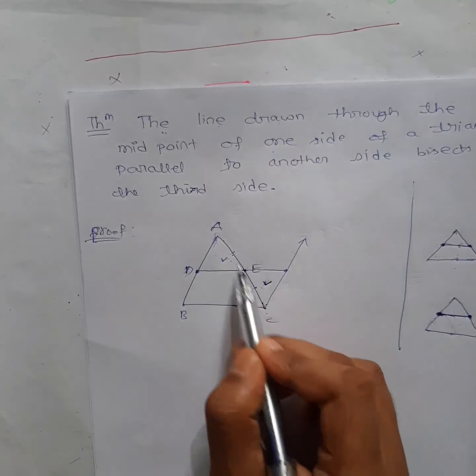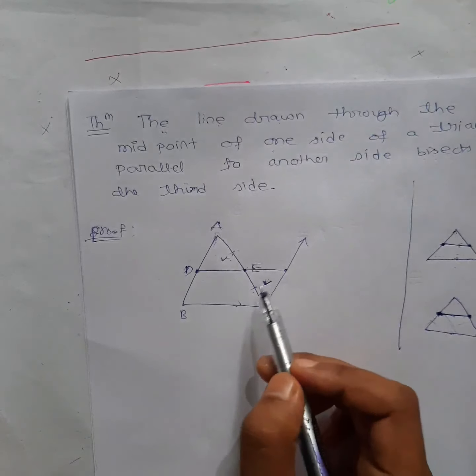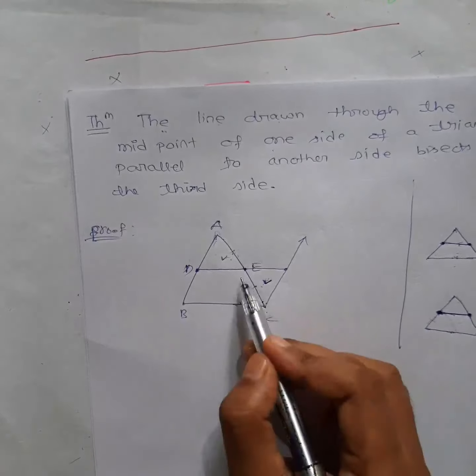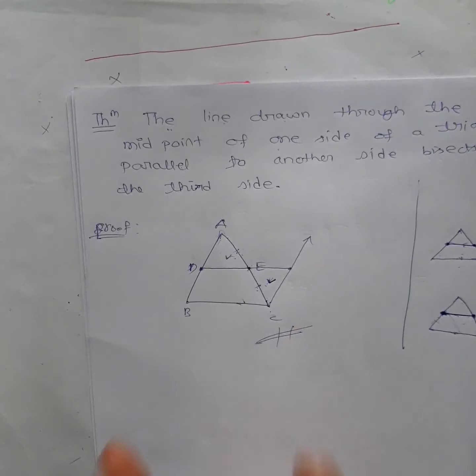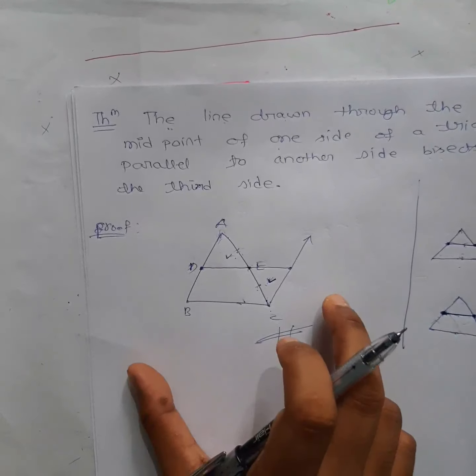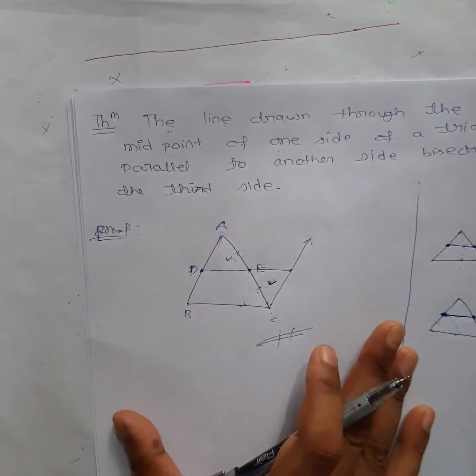Why? CPCT, corresponding parts of congruent triangles. So these two being equal means this will be the midpoint. Proof done. So it's a very simple proof, and you don't need the proof in your exam, right? You need only the exercise questions.